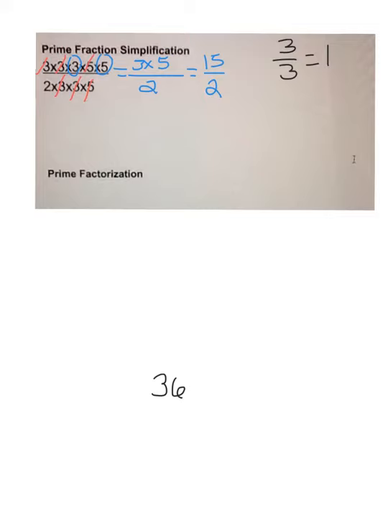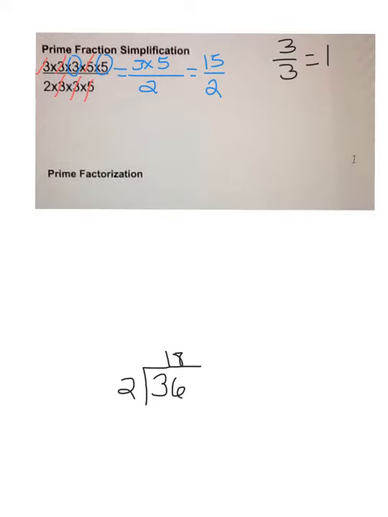So when I'm doing prime factorization, I keep dividing out my prime numbers. So if I go here, I know that 2 goes into 36 evenly, or 36 can be divided by 2. 36 divided by 2 equals 18, so I'm going to write 18 right here. Now I need to check, is 18 a prime number? No. How do I know? I go ahead and I check it for other primes.